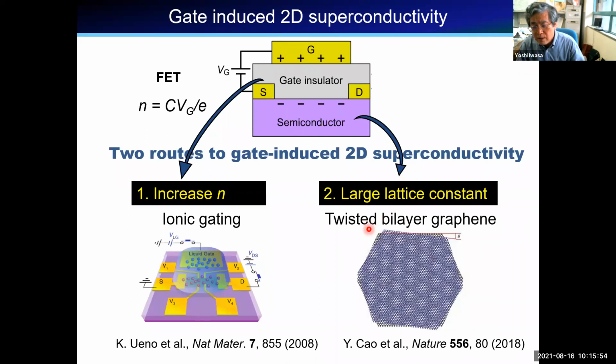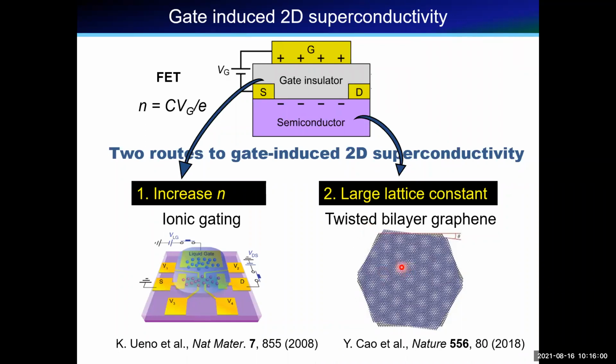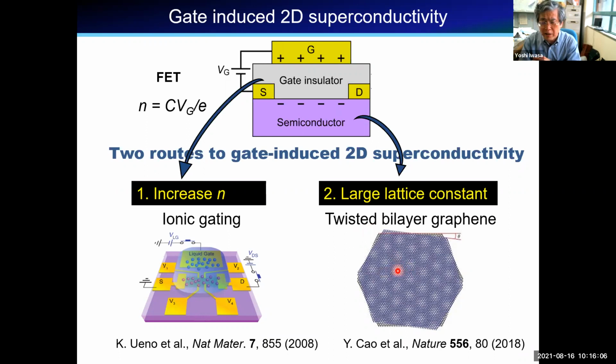And with these twisted systems, you are able to have a very large lattice constant, so that the effective carrier density can be relatively large, even though the real carrier density is not that large. Effective carrier density means how many electrons there are per unit cell. The unit cell is huge due to the moiré superlattice. So putting one electron per such a large unit cell can be done in a conventional field effect transistor device.